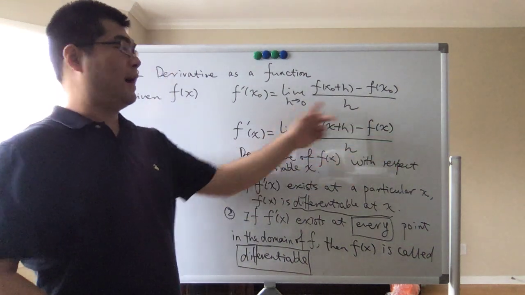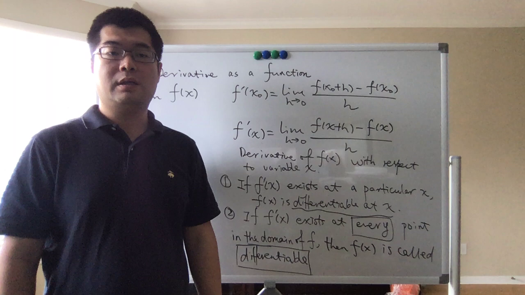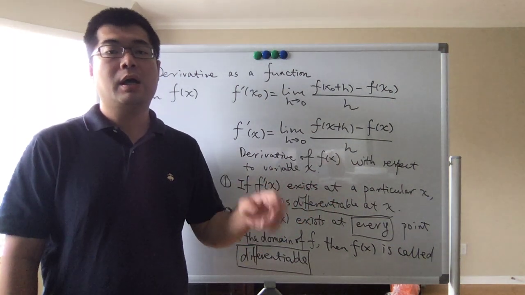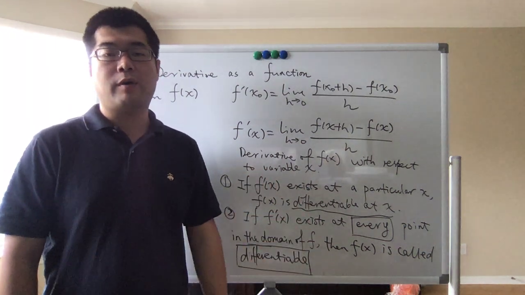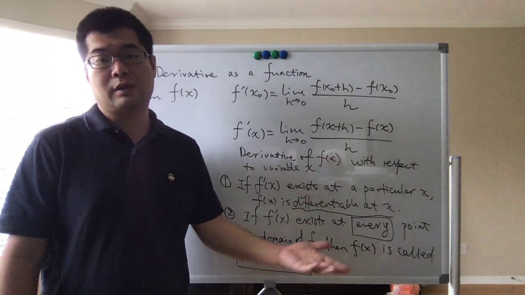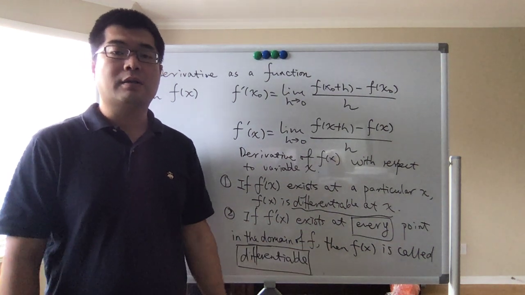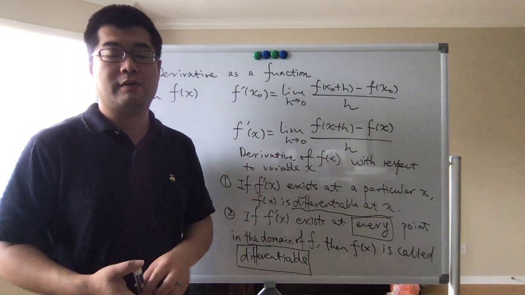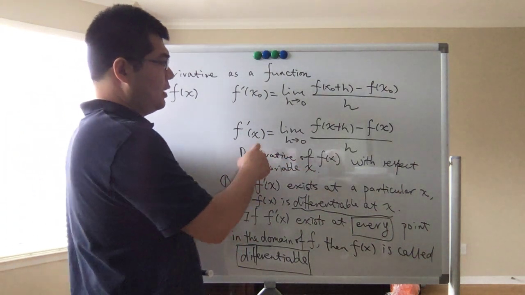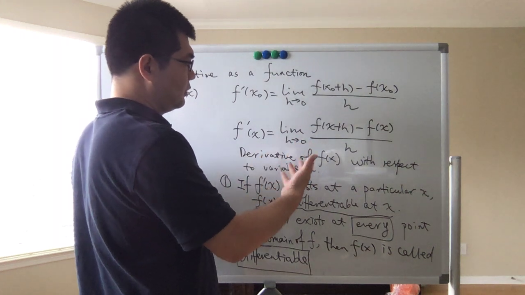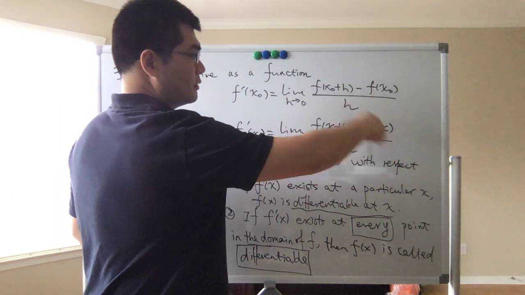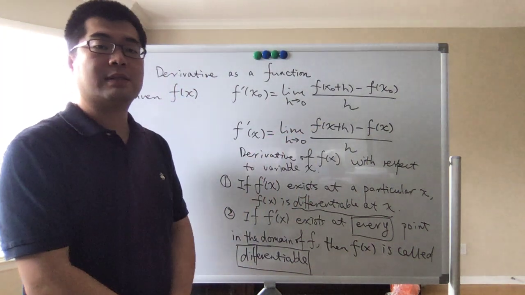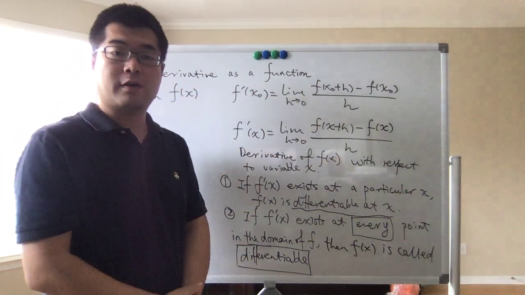As you can see, after you evaluate this limit, most of the time the result is a function involving the variable x. There are some situations where the derivative could be a constant. That's okay, because even a constant we can treat as a constant function. So meaning here, the derivative of f of x with respect to the variable x, this expression itself, is also a function. That's the main thing about the derivative as a function.